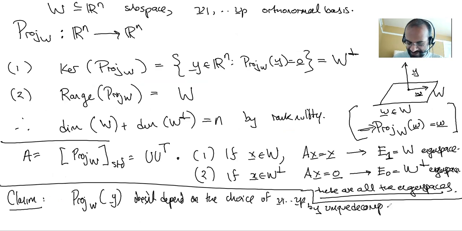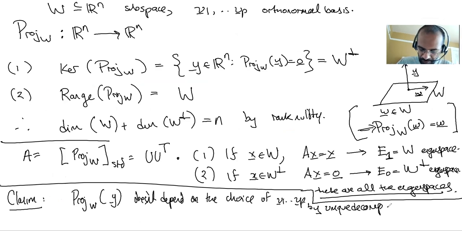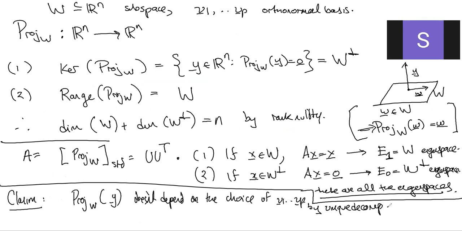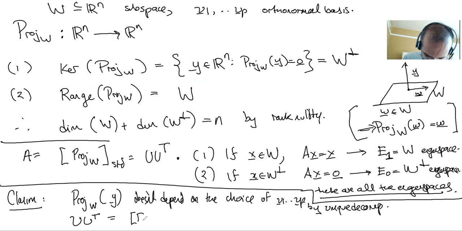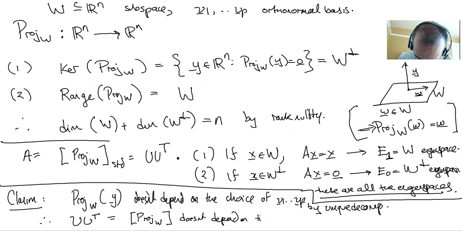So this doesn't fully answer the question. This just says that the projection itself doesn't depend on the choice of basis. Is that part clear? I'll get to UU transpose in a moment. Yes. Okay. But now what about UU transpose? Well, UU transpose is the standard matrix of this, right? But because the linear transformation doesn't depend on the choice of basis, neither does this matrix. Does that answer the question?